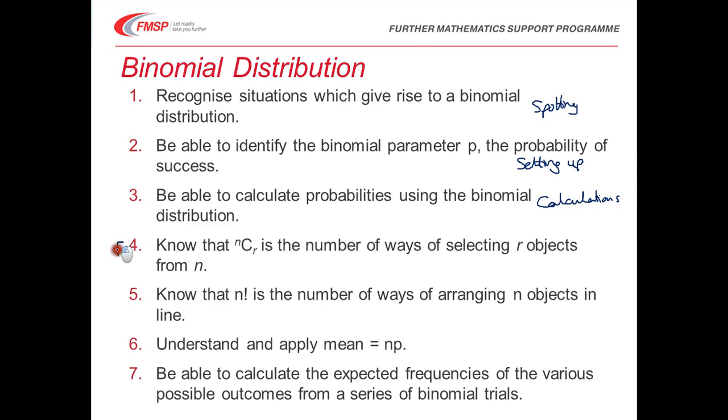Parts 4 and 5 are not just about the binomial distribution, and you might be asked questions that involve finding probabilities in other situations where you've got to work out how many options there are. The mean of your binomial distribution, otherwise known as the expected value of x, you need to learn that. And you need to be able to calculate expected frequencies of various possible outcomes from a series of binomial trials.